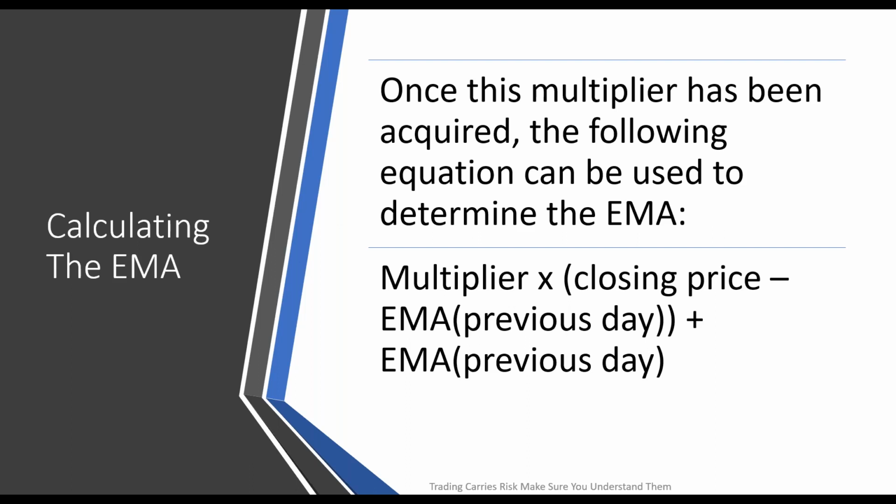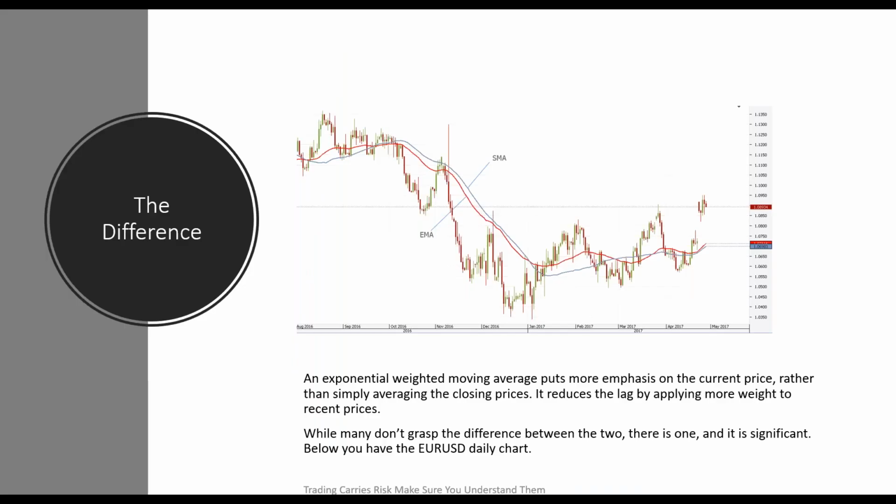And that together will give us the new 10 period EMA for the most current time frame. You never have to calculate it, it's just dropped on your charts. So an exponential weighted moving average puts more emphasis on the current price. So let's go back to our chart.